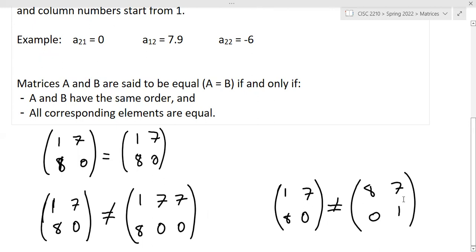How about this? Here, the 2 matrices have the same order. And not only that, they actually have the same elements, right? There's a 1 here and here, 7 here and here, 8 here and here, 0 here and here. But the corresponding elements are not equal, right? So this 1, for example, this 1 right here is not equal to the corresponding element, which is 8 over here. Okay, so because the corresponding elements are not equal, these 2 matrices are not equal, even though they contain the same elements, but they're in a different order. So the 2 matrices are not equal.